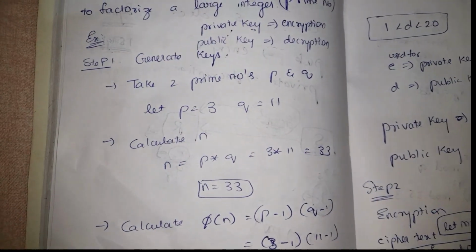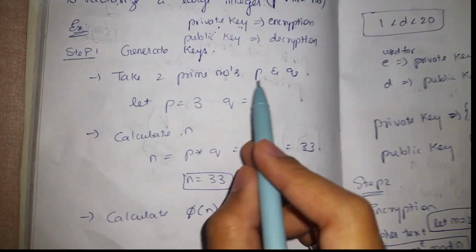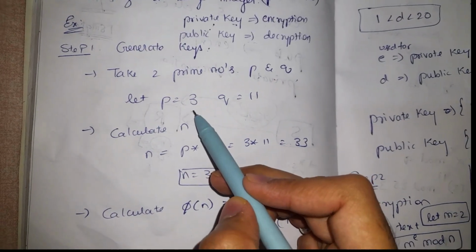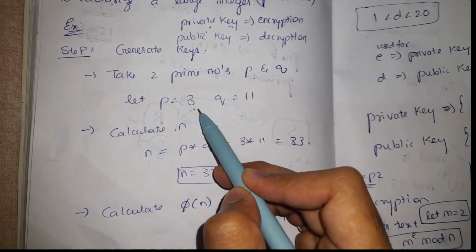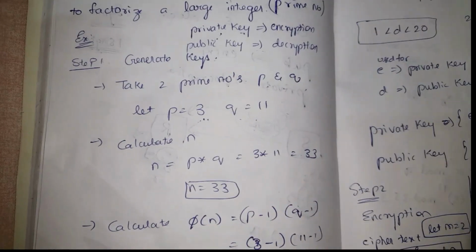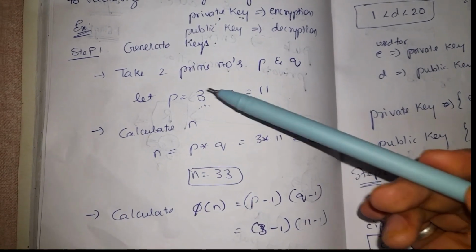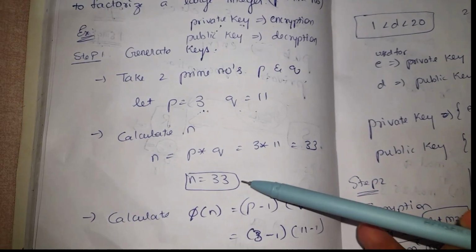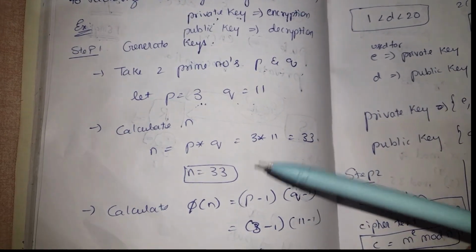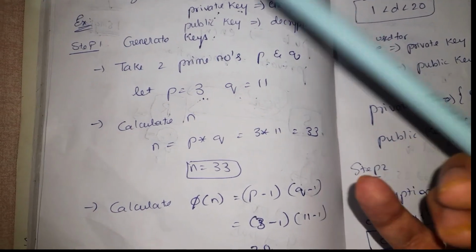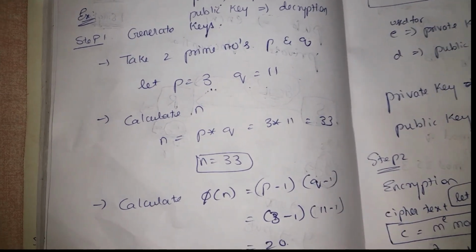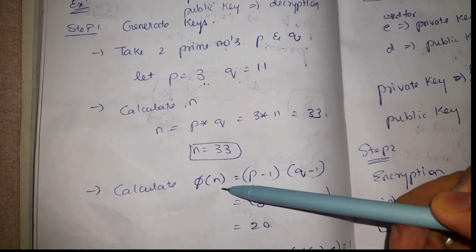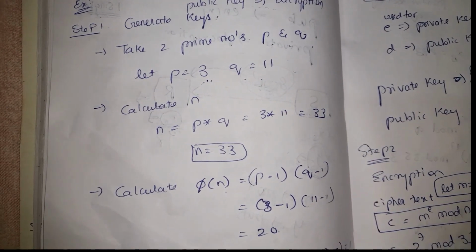So the first step in this algorithm is that I have taken two prime numbers p and q. You can take anything. For this example, I have taken p as 3 and q as 11. Now we need to calculate n. What we are trying to do is generate keys, that is the public key and private key. This n and the next, phi n, will be used to generate the public and private keys.